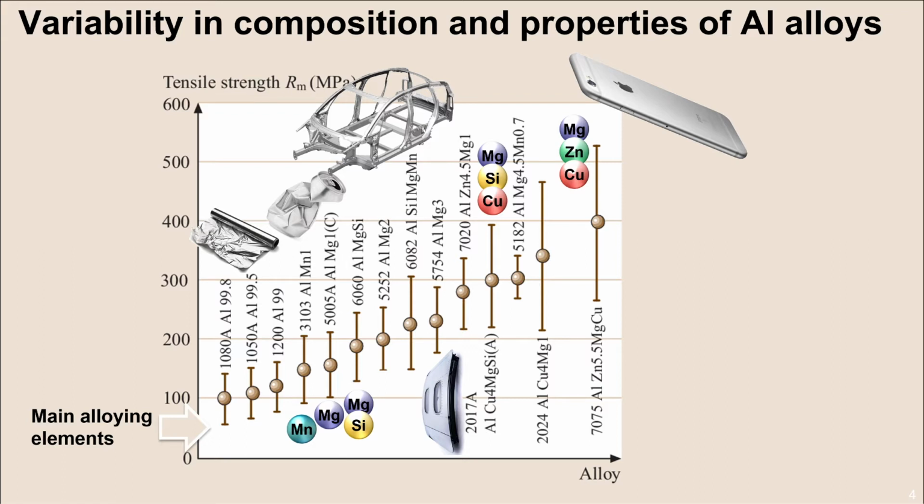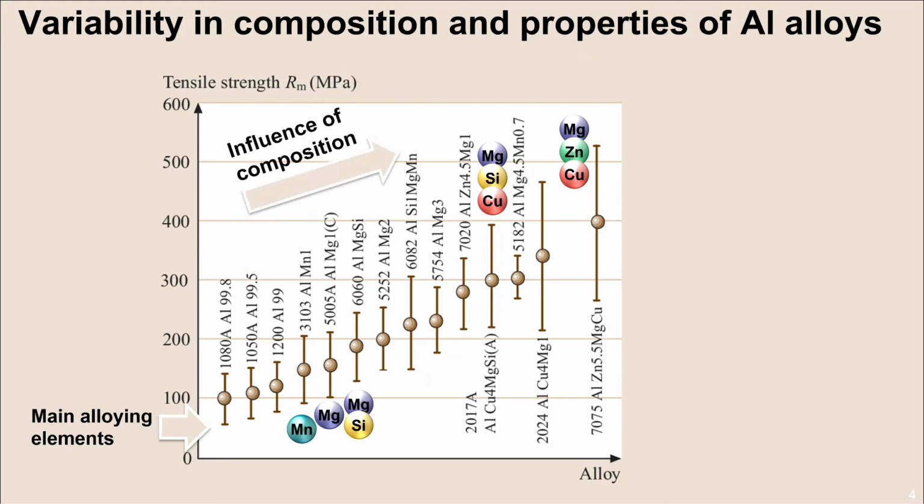So what is really interesting in this diagram is that you have a certain influence by the composition. We have shown different alloying elements here, and you can see when just plotting the tensile strength, as in this diagram, how the tensile strength is affected by the alloy class and hence to some extent by the alloying content.